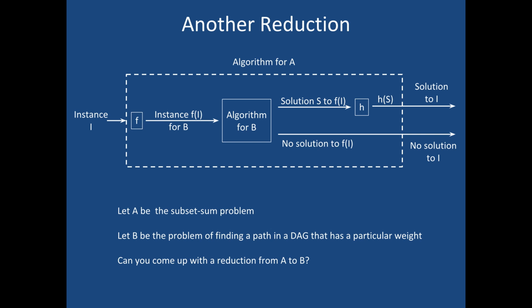So let A be the subset sum problem. So that's a question about sets of integers. Here's one. Let B be the problem of finding a path in a DAG that has a particular total weight. So you're given a weighted DAG, and you're just asked, is there a path in this DAG such that if I add up the weights of all the edges I traverse in the path, it adds up to some target m? Okay? Can you come up with a reduction from one to the other? Can you find a reduction from the subset sum problem to the DAG path problem?